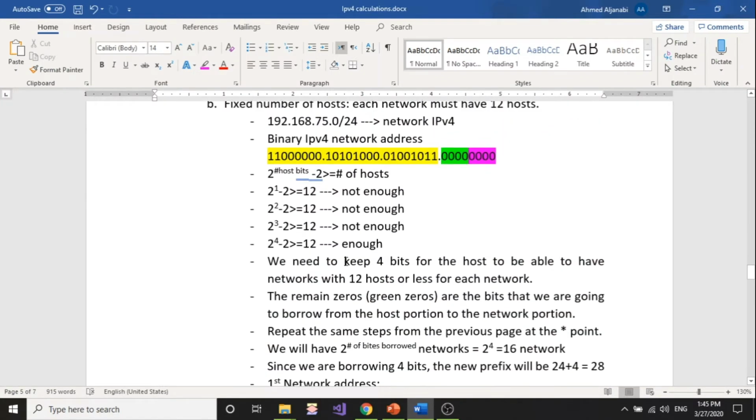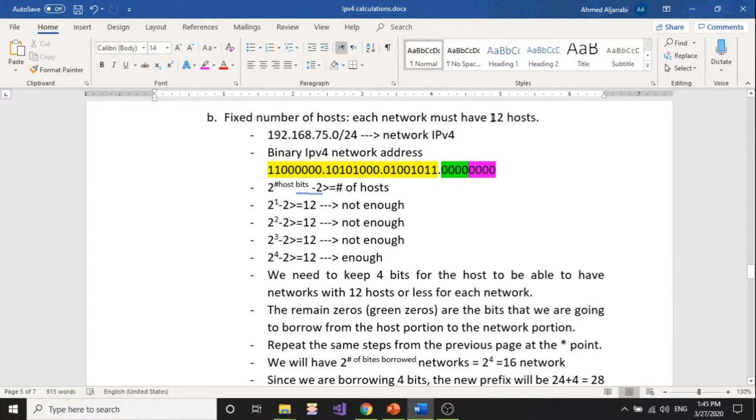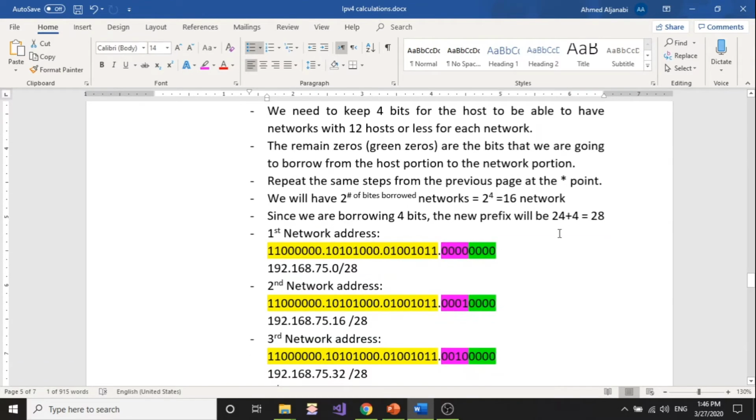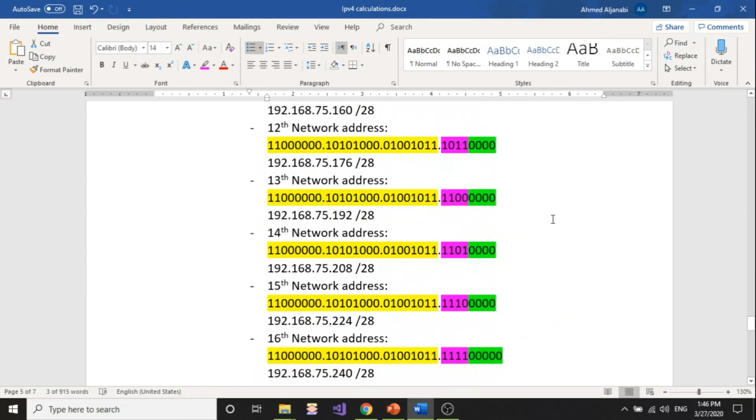So in this area here, we found out if we want to have 12 hosts for each network we're going to create, we need to keep 4 bits for the host portion. Since we have 8 bits total for the host portion, the remainder of the bits, the green 00, are going to be borrowed to the network portion. Since I have 4 bits, I know that I will have 16 different networks. And then we said, since we have 4 bits to borrow, the final prefix is going to be 28. So that's what we covered so far.